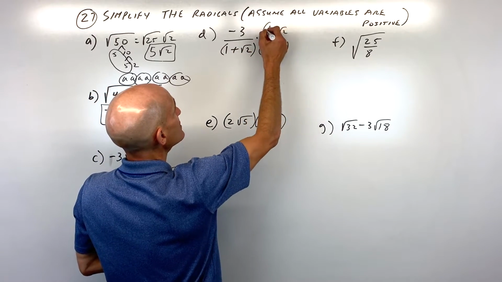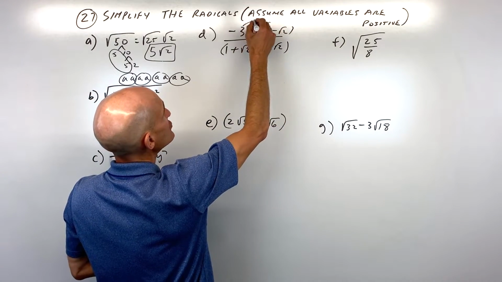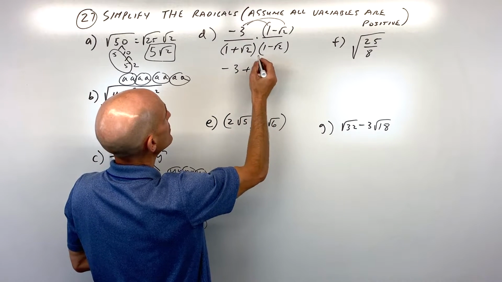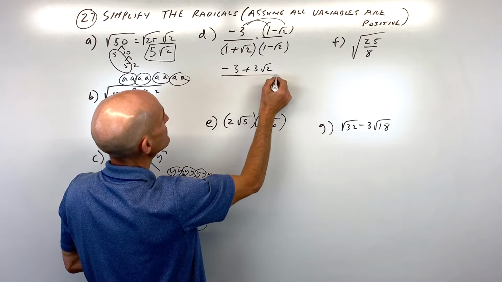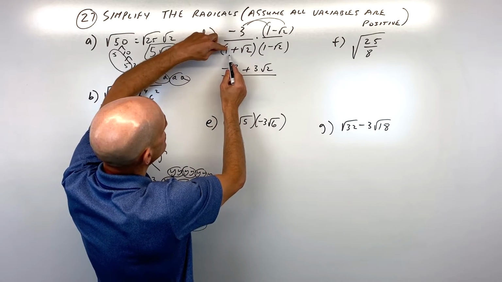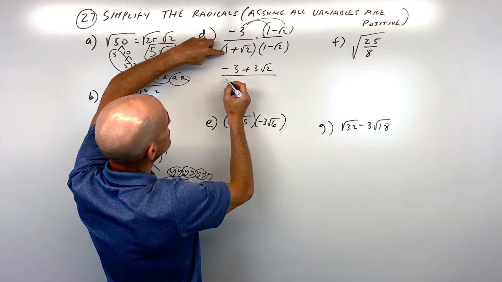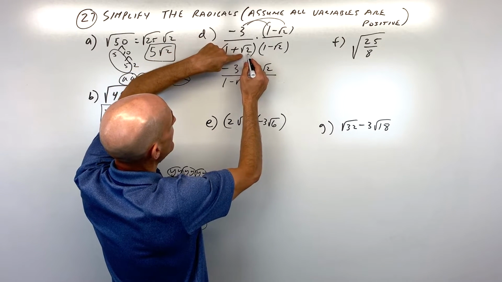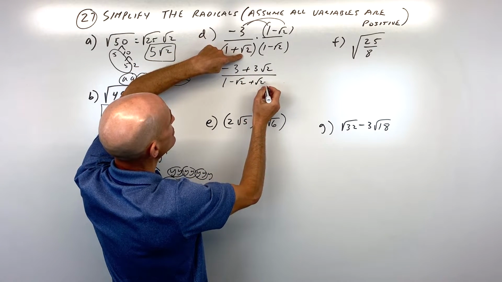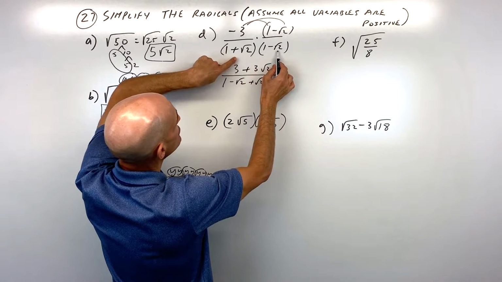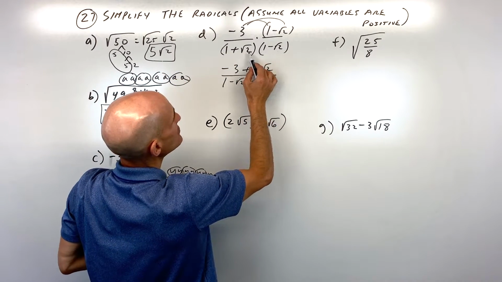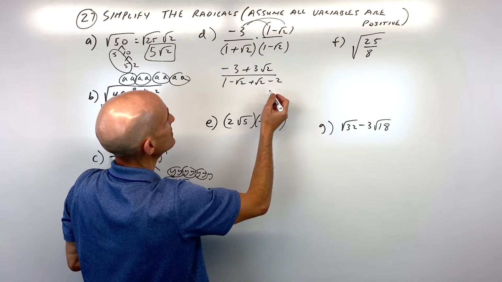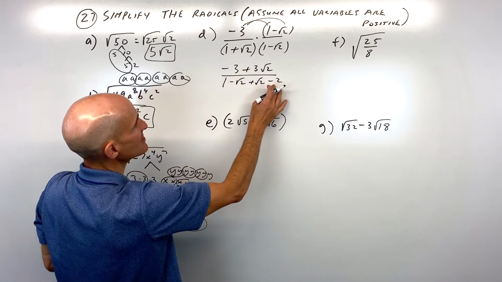Now all we have to do is do a little bit of multiplication. So if we distribute the negative 3, we get negative 3 plus 3 square root of 2, because a negative times a negative is a positive. Here, though, we have to distribute twice. So we have 1 times 1, which is 1. 1 times negative root 2 is negative root 2. Positive root 2 times 1 is positive square root of 2. And negative square root 2 times positive square root of 2 is negative square root of 4. Okay, but the square root of 4 is 2, so that's just going to be negative 2, because a positive times a negative is a negative.